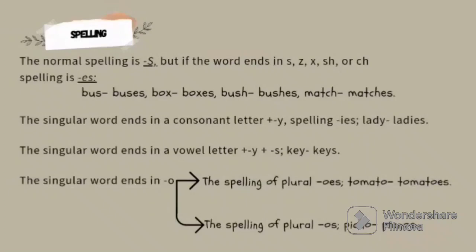And the last category is when the singular noun ends in o. The spelling of the plural is sometimes os and sometimes oes. For example, piano, pianos. Radio, radios.